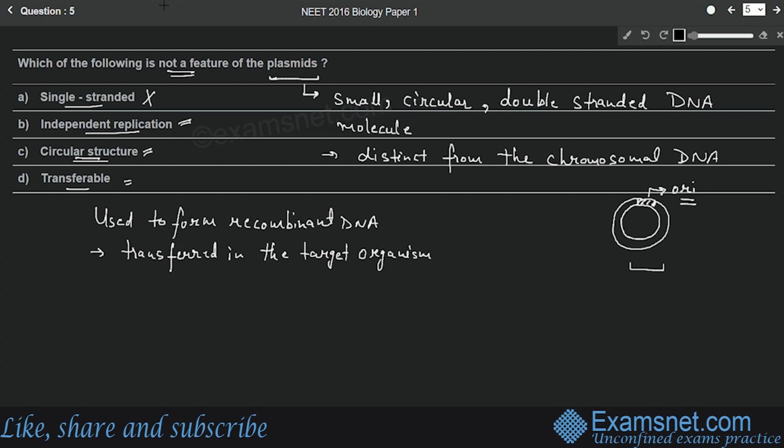So we can see that options B, C and D are features of plasmids, whereas option A is incorrect because this is not a feature of plasmids. Okay. So option A is the correct answer here.